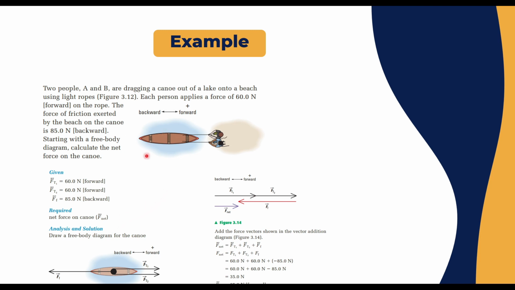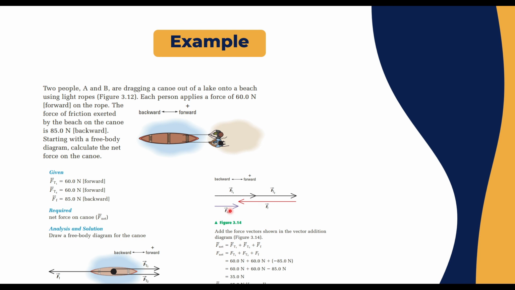Then first you draw a free body diagram for the boat. You put the boat in here, draw a dot in the center of the boat, friction to the left. You draw it again here, Ft1, Ft2, and F friction here. We said we draw a resultant force vector from the tail of the first to the head of the last. That would be this F net.